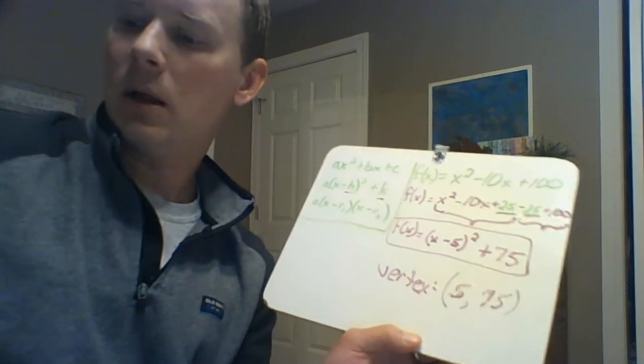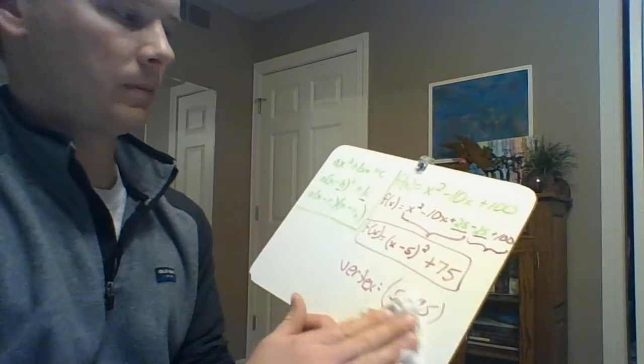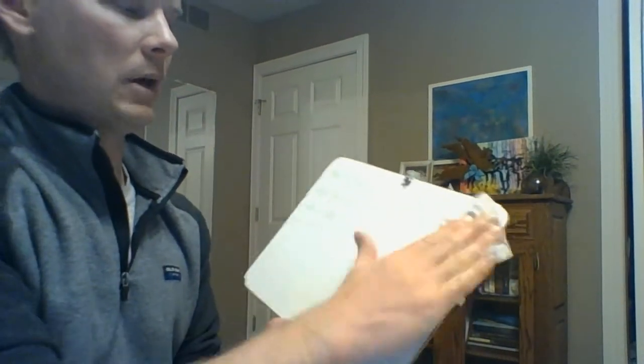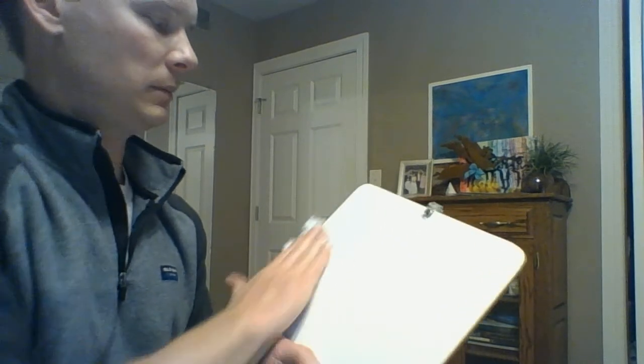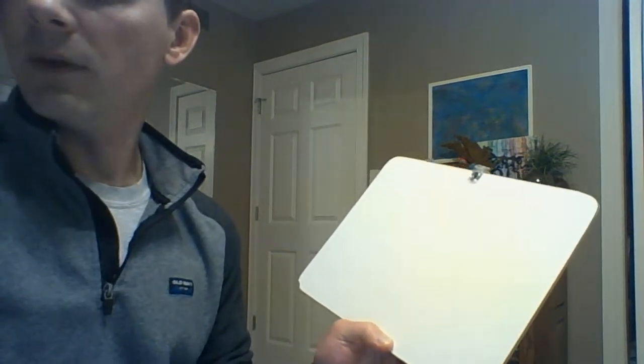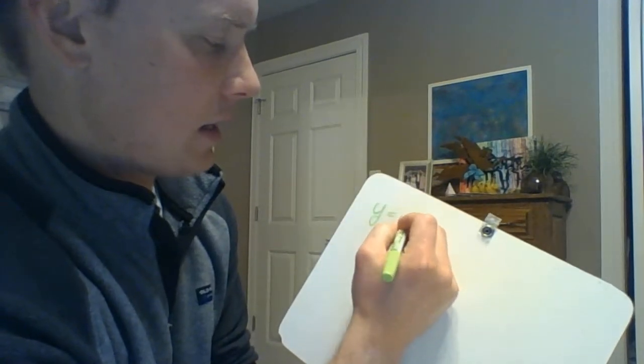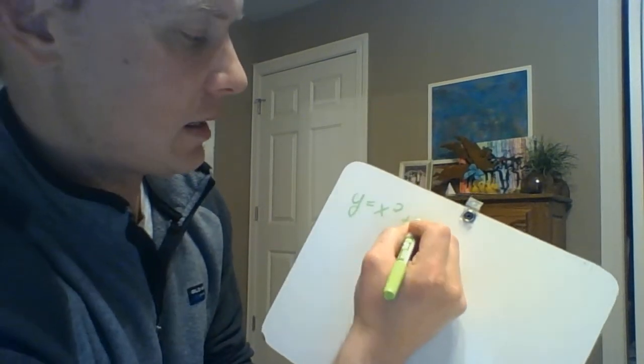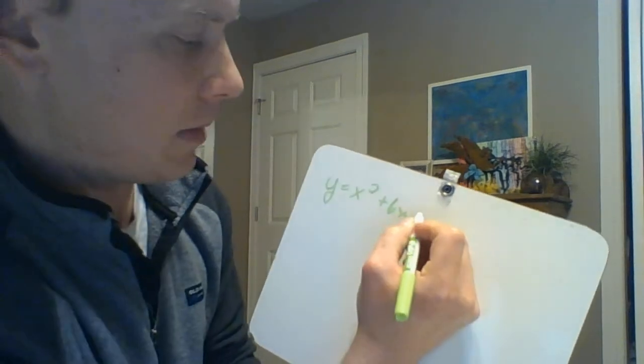Okay, let me quickly show you 2 other examples of completing the square. The first one is y equals x squared plus 6x minus 11.